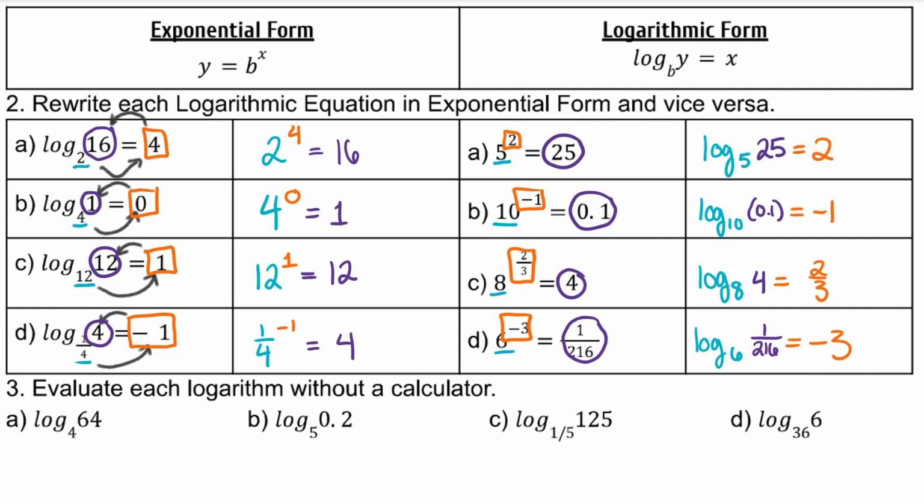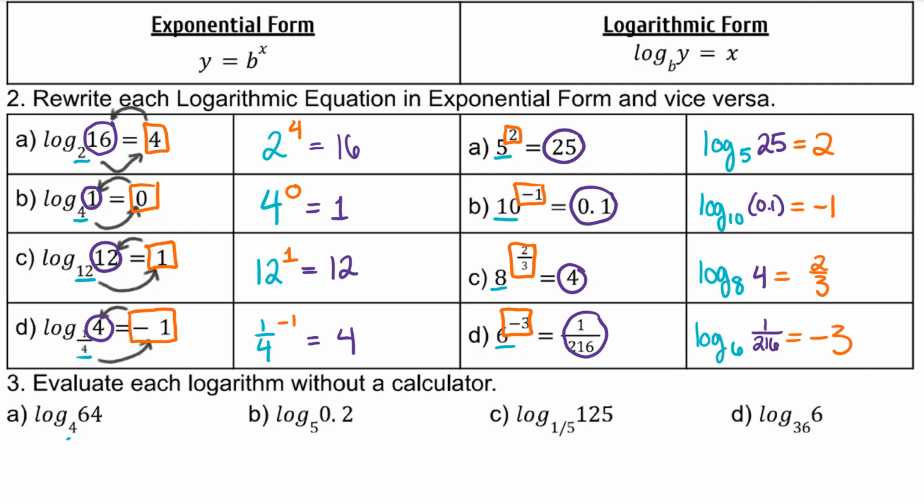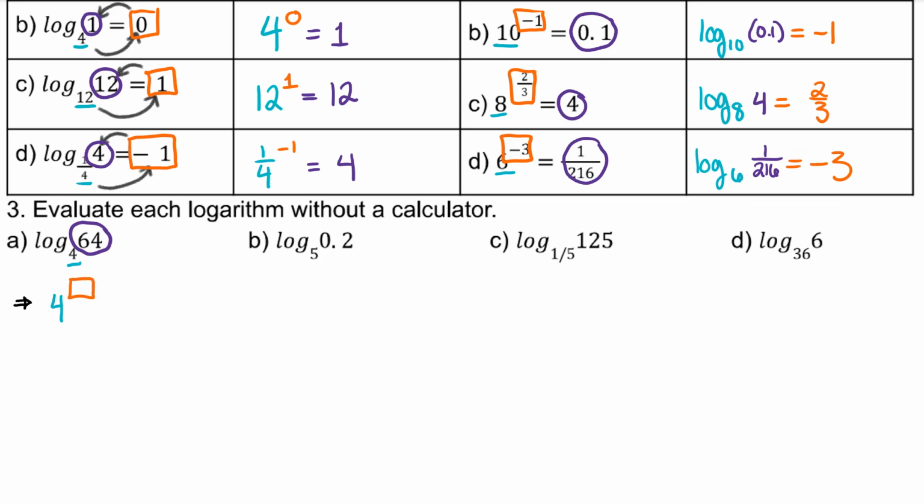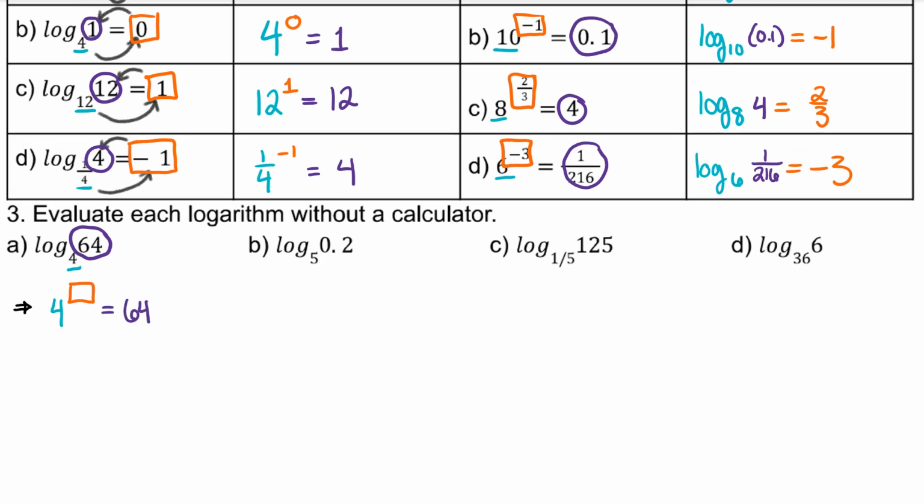For number 3, evaluate each logarithm without a calculator. We are basically asking 4 to the power of what gives me 64. Log base 4 of 64 is 3 because 4 cubed is equal to 64.